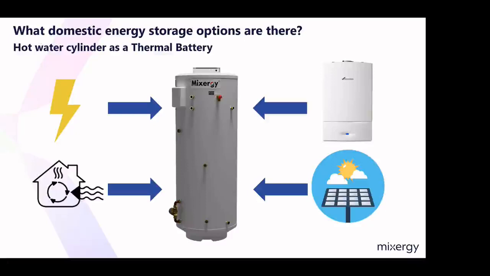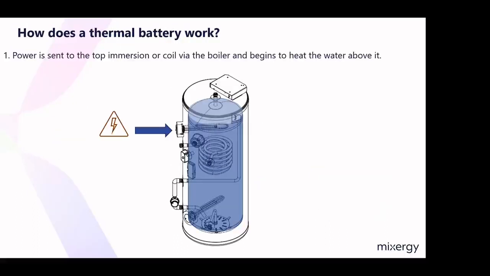What other options are there? We can actually use a domestic hot water cylinder as a thermal battery. And this can be used with lots of different energy sources, whether it's direct electric, a coil with a gas, oil, or in future hydrogen boiler, a heat pump, or solar PV. But to achieve this, traditional hot water systems have had to be redesigned so that we can store hot water in 1% increments.